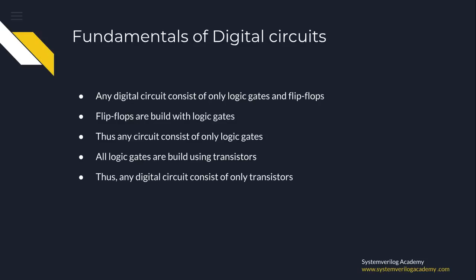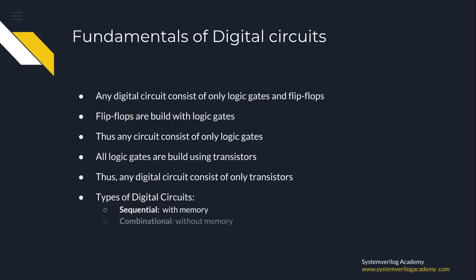Next, you will learn about the types of digital circuits. There are 2 types of digital circuits, sequential and combinational circuits. A digital circuit whose output depends not only on the present value of its input signals, but on the sequence of past inputs or the input history, is called a sequential circuit.